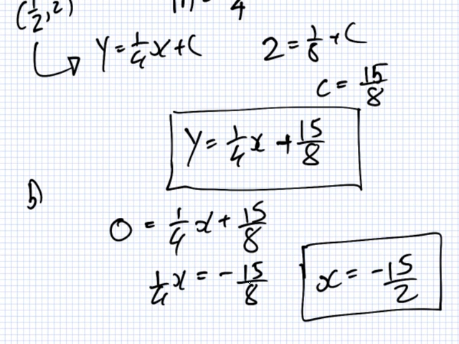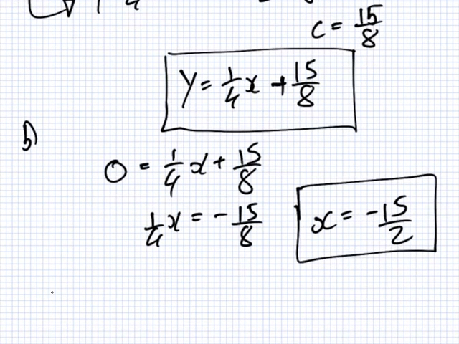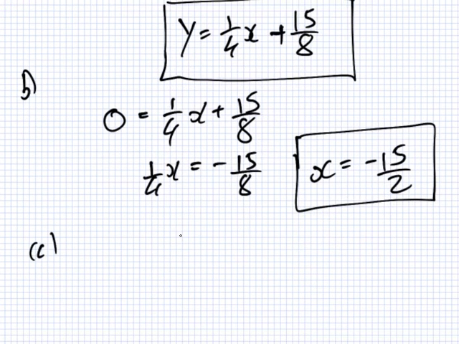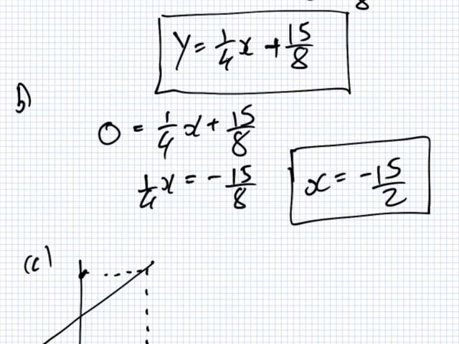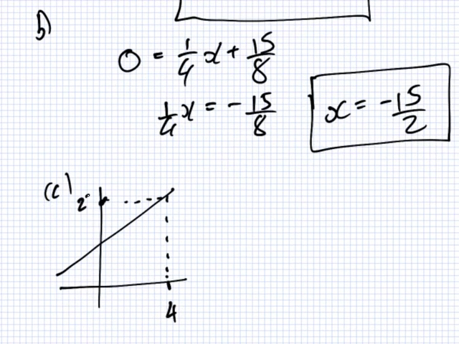Find the length of PQ. Well, if you look at the graph, I'll just draw it here. You have this line here. When x is 4, what's the height? We put 4 into this. 1 over 4 times 4 is 1, plus 15 over 8 is 23 over 8. So this is 23 over 8.